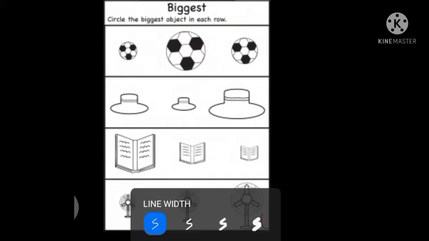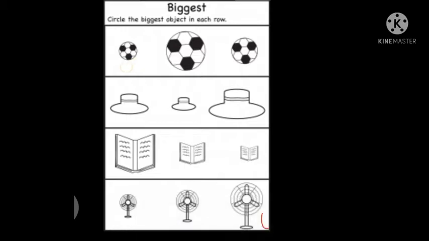So we will see first one. So here your ball A. Just I am giving you the numbering A, B and C. Now among these three you can see that the ball B is the biggest. This one is the biggest in the size. So we have to circle that B object, B ball, right?